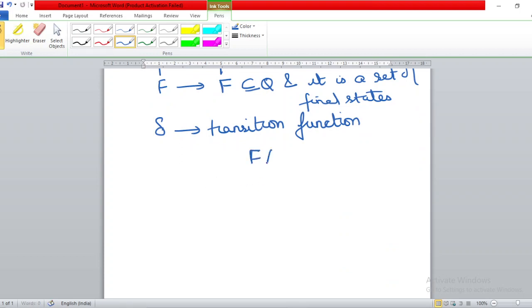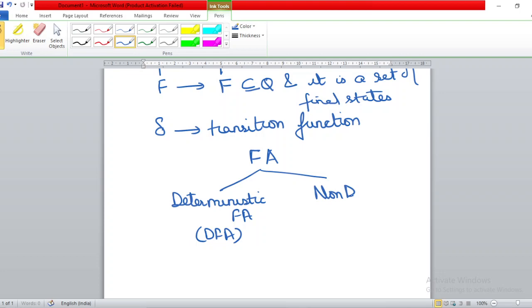This finite automata is basically of two types. It can be a deterministic finite automata, which is usually referred to as DFA, and a non-deterministic finite automata, which is generally referred to as NFA, or sometimes we also call it NDFA. Alright, now how do we differentiate between these two? These two will be differentiated in terms of this transition function delta.